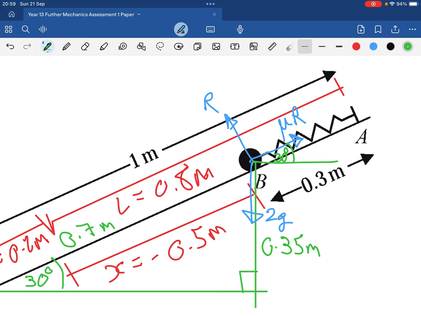And then we can also do one more 30 if we want. From this here, we can add in a 30 from the vertical. Yeah, those will be helpful for us in a second.